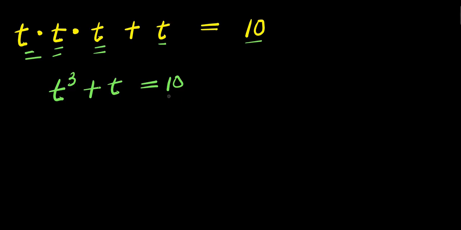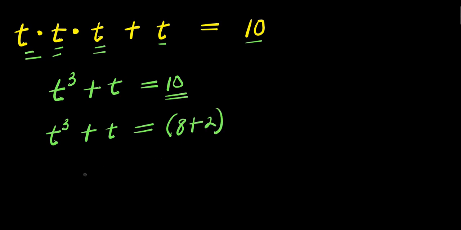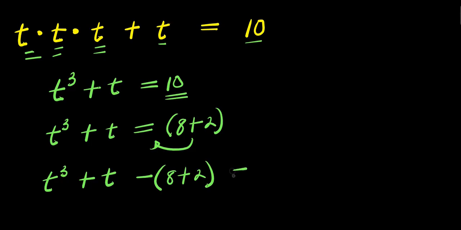So we can express this 10 here as the summation of 8 and 2. We have t power 3 plus t, and this equals 10, which is simply 8 plus 2. So from here, I can have t power 3 plus t. Then I move this over here. It becomes minus 8 plus 2, and this equals 0.